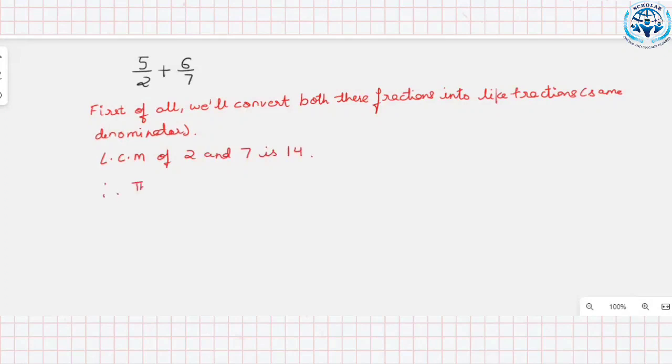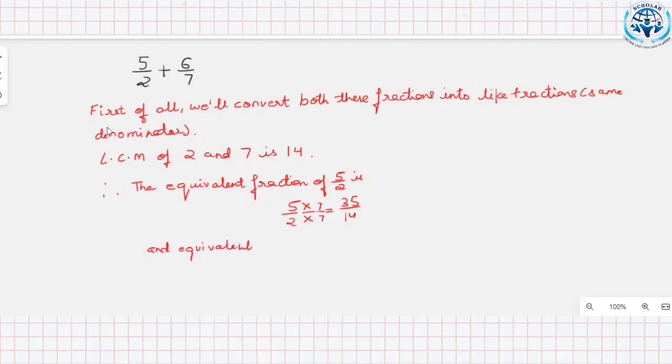So, the equivalent fraction of 5 by 2 is, we require the denominator 14. So, what should be multiplied to 2 to get 14? 7. So, we will multiply 5 and 2 by 7. 5 into 7 and 2 into 7 is 35 by 14. That means the equivalent fraction of 5 by 2 is 35 by 14.